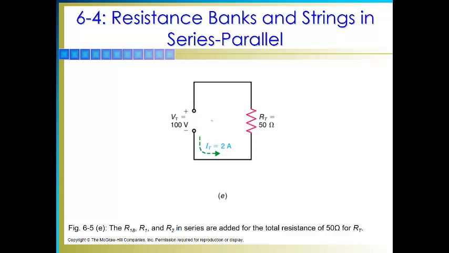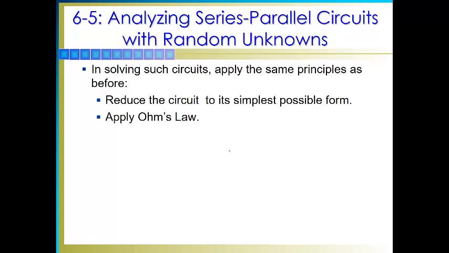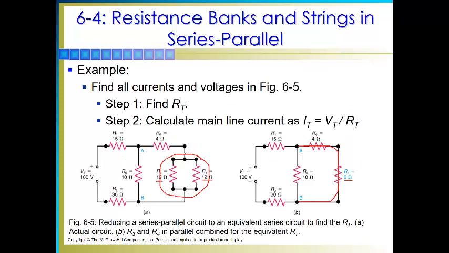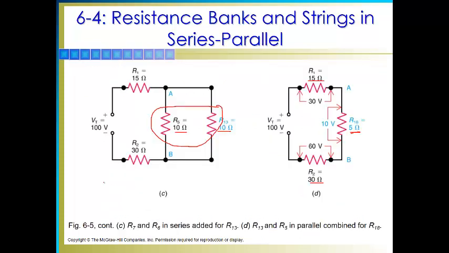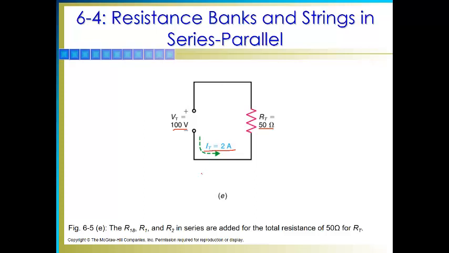Having it in this form, we can calculate the total current going into the circuit by simply dividing the voltage by the resistance. So 100 volts divided by 50 ohms will give you 2 amps. And this will be the resistance in the circuit. In other words, I'm sorry, not the resistance, the current. So now we have a current that goes into the circuit, and this current is 2 amps.